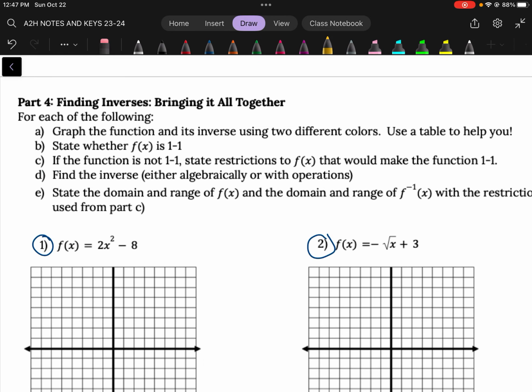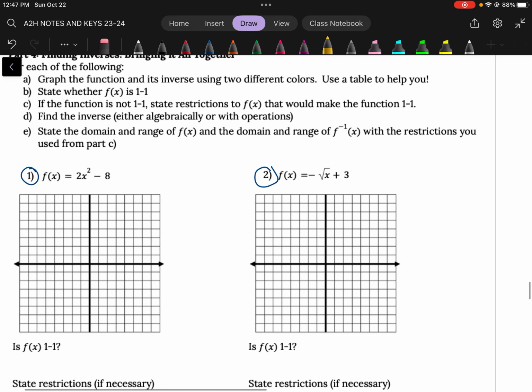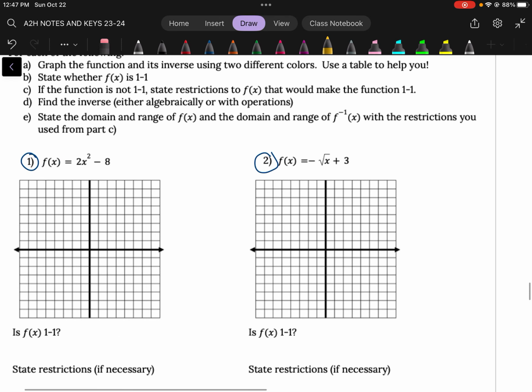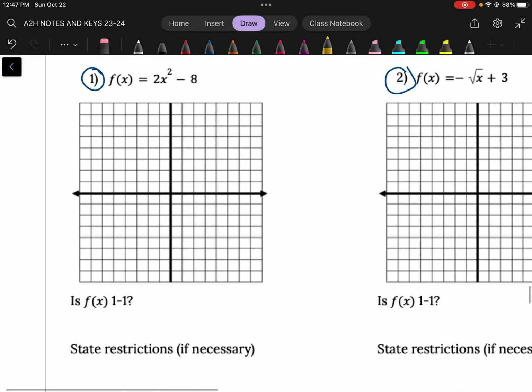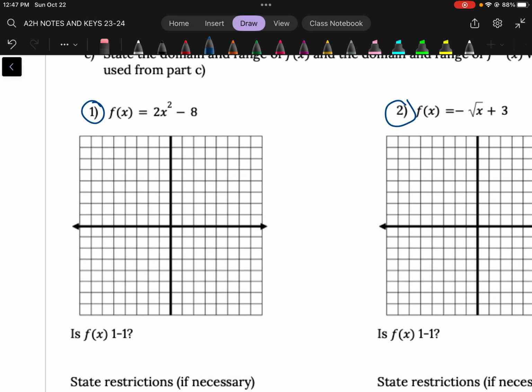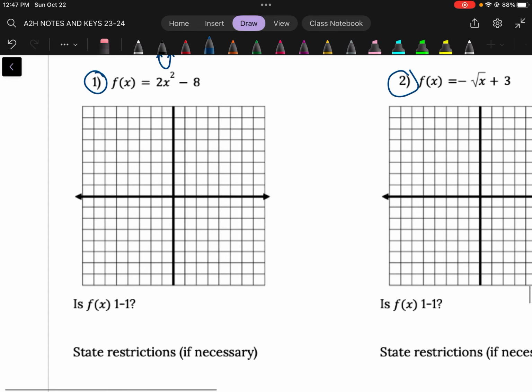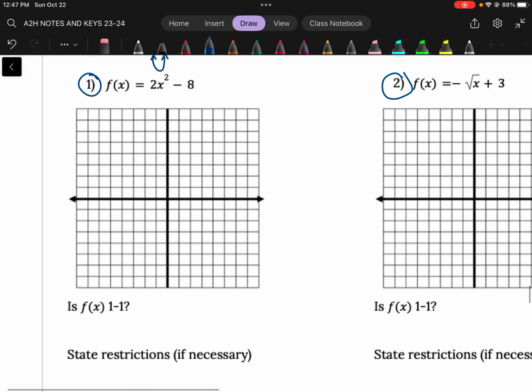You guys can do these ones either way, algebraically or with the operations. And then we're going to state the domain and range of f of x and the domain of the inverse with the restrictions that we use from part C, okay? Now, this guy right here, 2x squared minus 8, right off the bat, I should be thinking to myself, not 1-to-1. This is a quadratic. Any quadratic without a restriction on it, not 1-to-1, okay? Now, we'll make a quick graph.